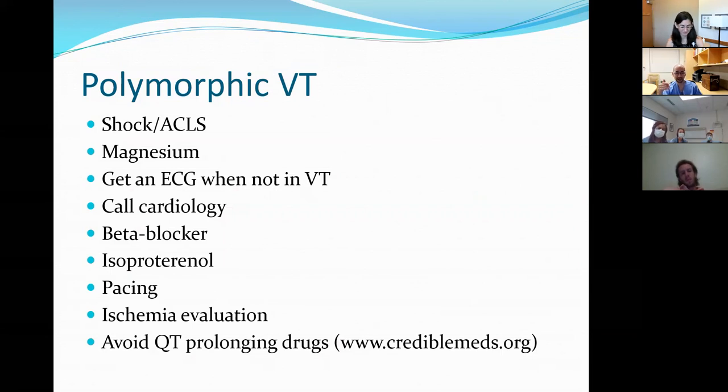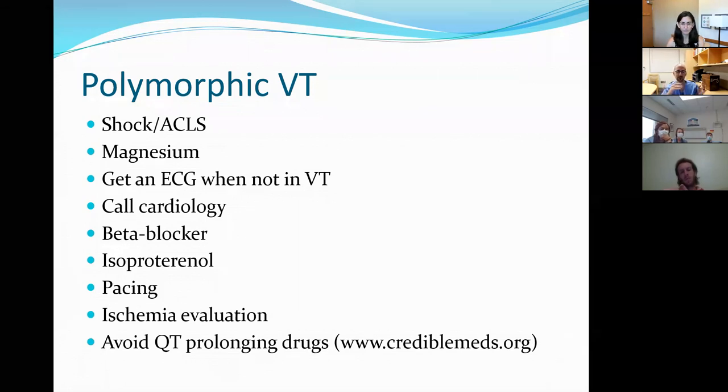You'll give magnesium for something like this. And you want to get an EKG when they're not in VT. That's really important because that's going to help guide what your management is. If you see a prolonged QT interval, that's going to tell you one thing. If you see ST elevations or ST depressions, that's going to tell you another thing.